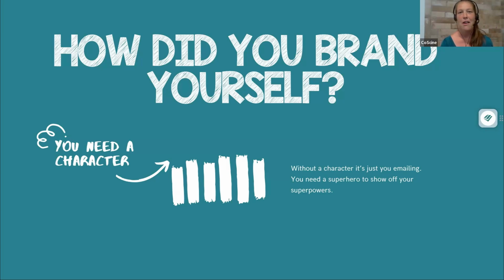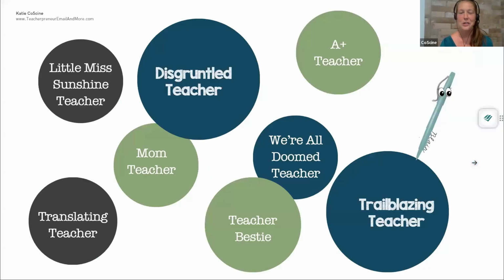Go back and think about how you brand yourself. Have you thought about this yet? One thing you can do is look at this map and identify yourself on this map. Are you the Little Miss Sunshine teacher? Are you the disgruntled teacher? Like, have you been teaching for 20 years and you are sick and tired of the way it's been done? Are you the A+ teacher? Does everybody ask you over and over again, oh, can you help me with this, that? Can you decorate my board? Can you show me how you do whatever it is that you do?